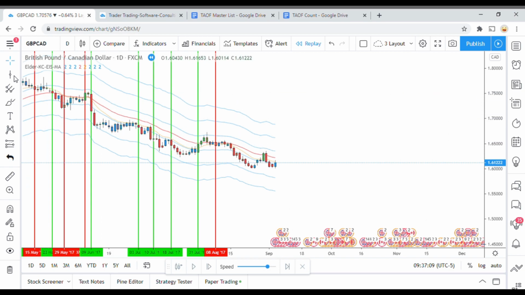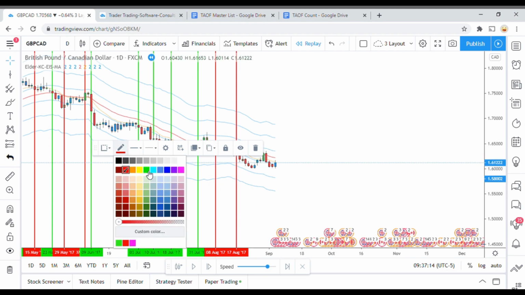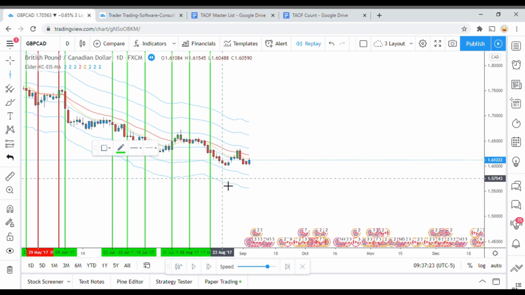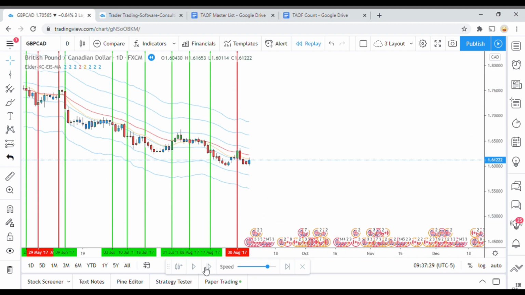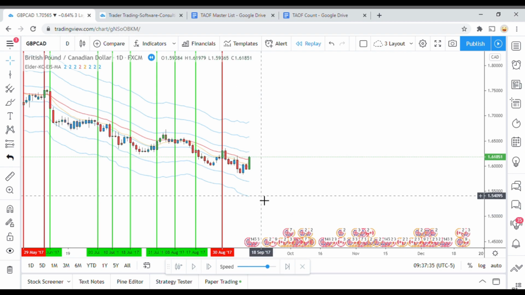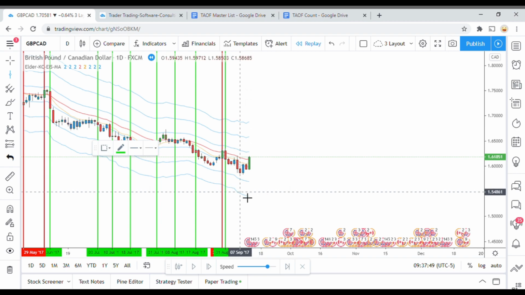See if we can't help it out a little bit here. Long trade, that one didn't work out. We pick up a short right there. Got us to take profit. Then a green back here.